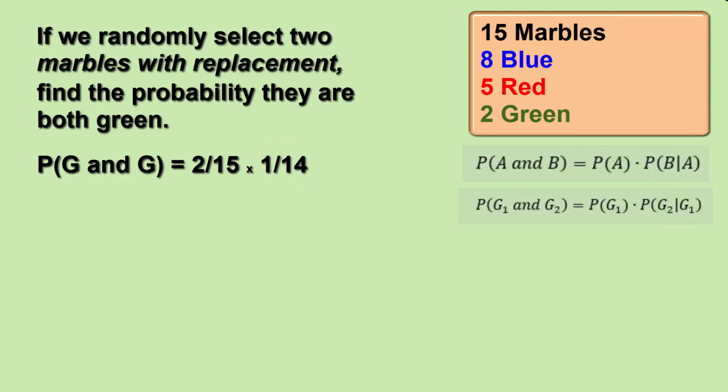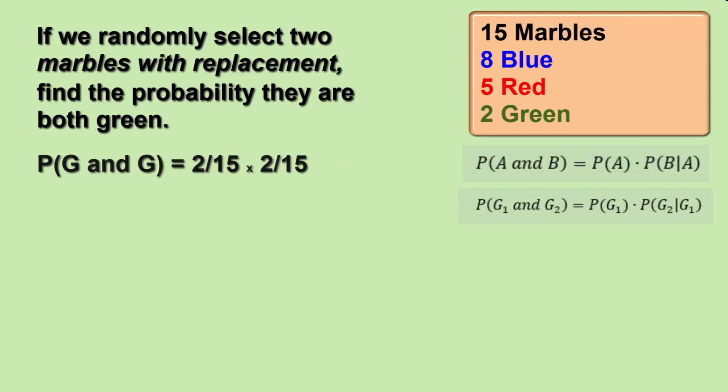Suppose instead the marbles were selected with replacement. We would still follow the multiplication rule. 2/15 is still the probability of a green marble in the first draw, but now the probability of green next, given that a green was selected on the first draw and replaced, is 2/15. Our final probability of 2 green is thus 4 out of 225, and not the 2 out of 210 when selecting without replacement.